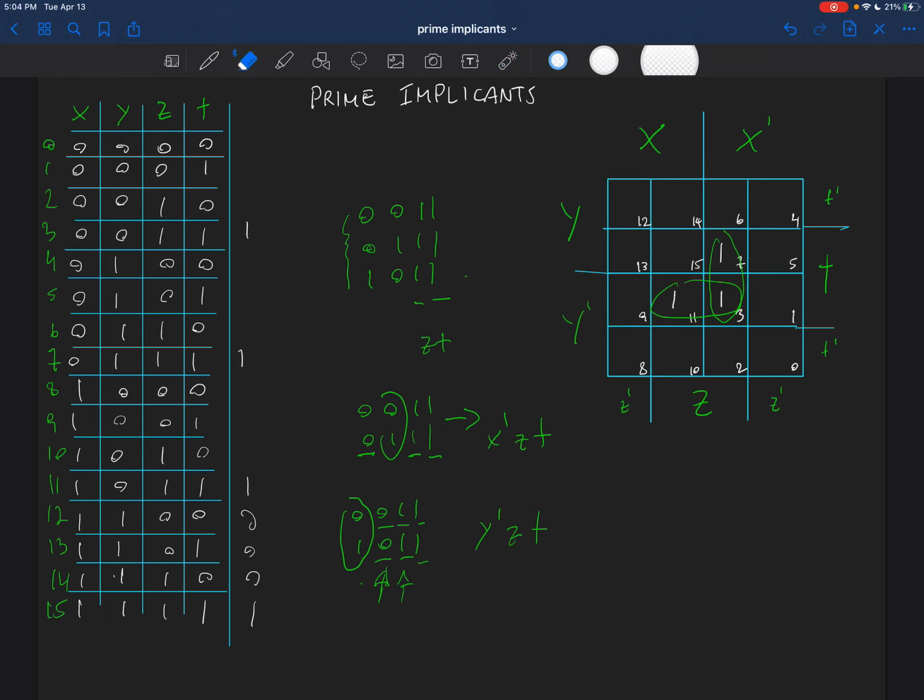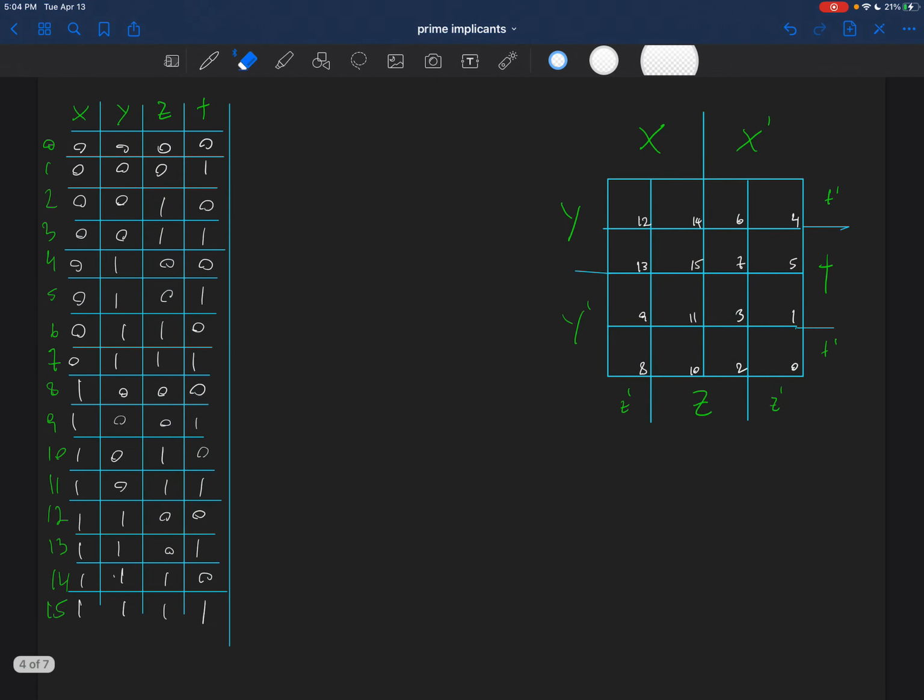So that's why, when we only have 3, we can't group it as 3. We can't do non-powers of 2. Well, let's look at an example where we have a power of 2, but it's still not the right thing. Let's get a clean copy here.